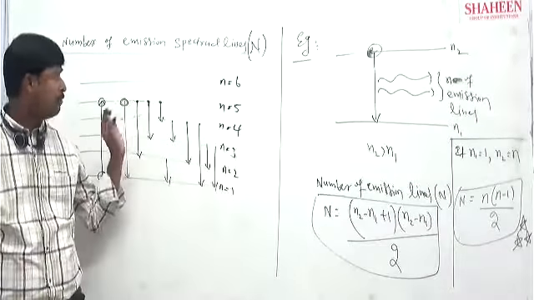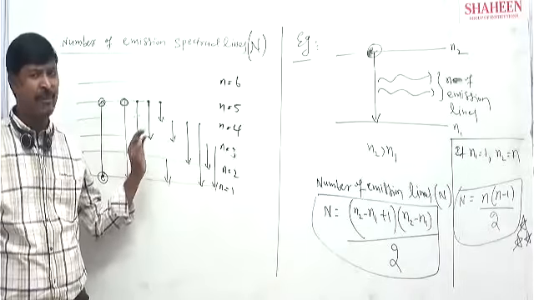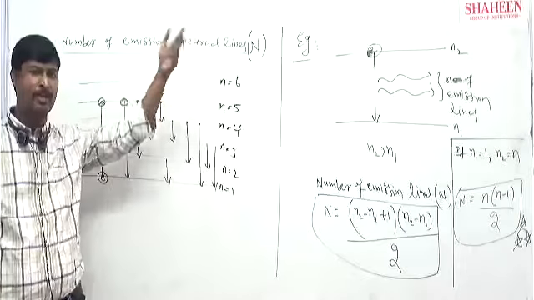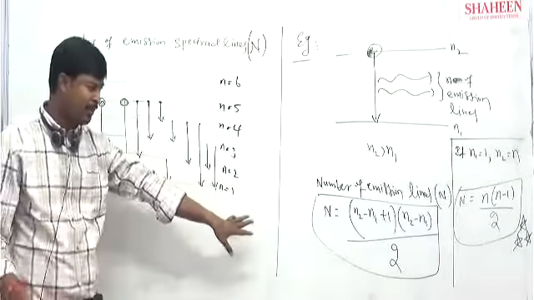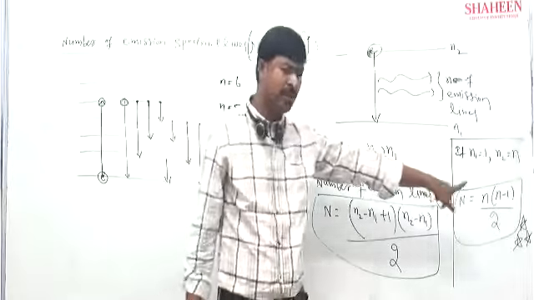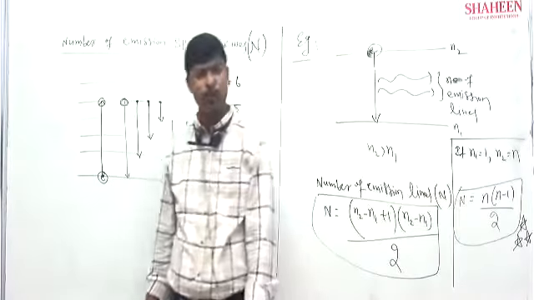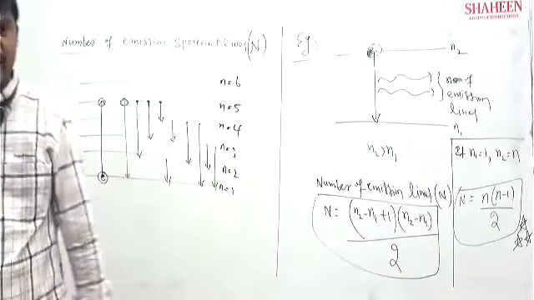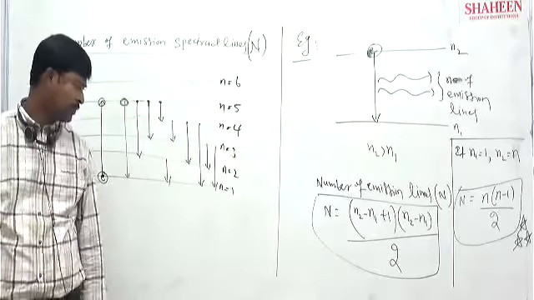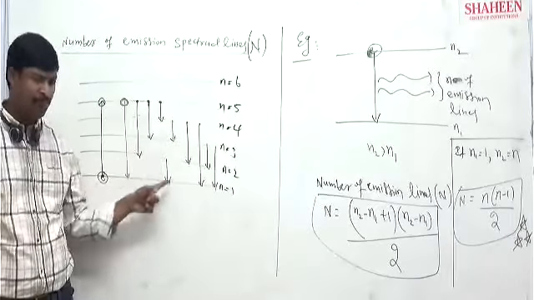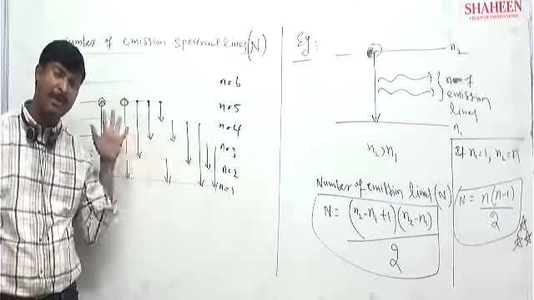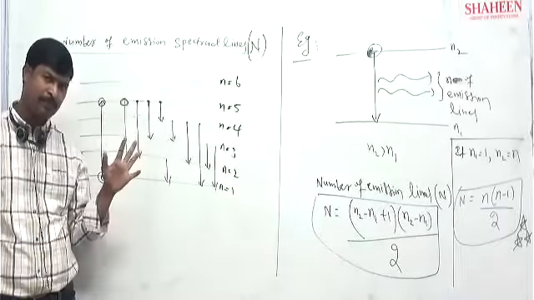The concept of the number of emission spectral lines, when an electron is excited and emits while going from a higher to a lower energy level, is clear. One formula is for this, the other is for that. For the ground state, it is directly n into n minus 1 by 2. Have you got how we draw the possibilities? These are the possible spectral lines it can emit. Clear?